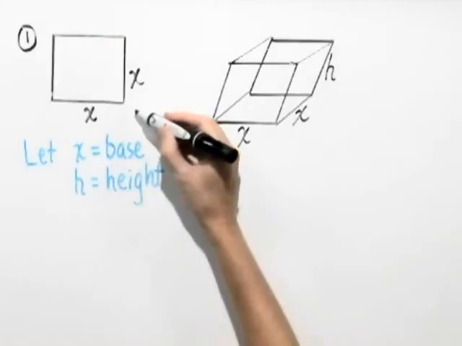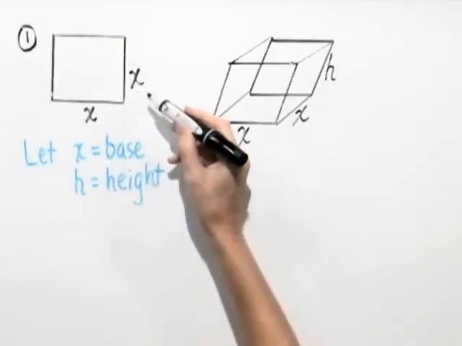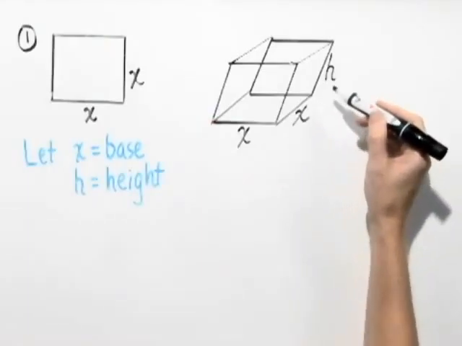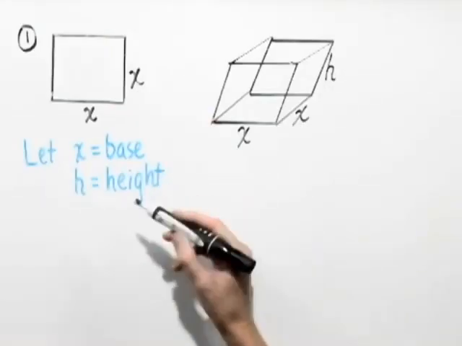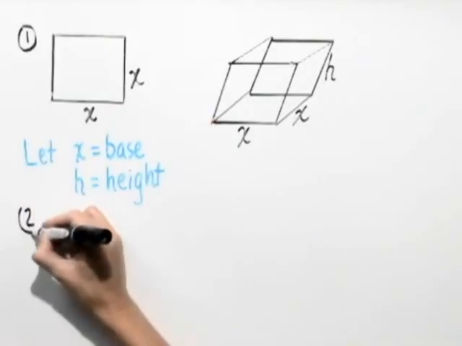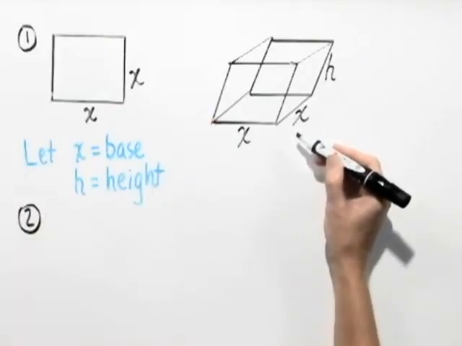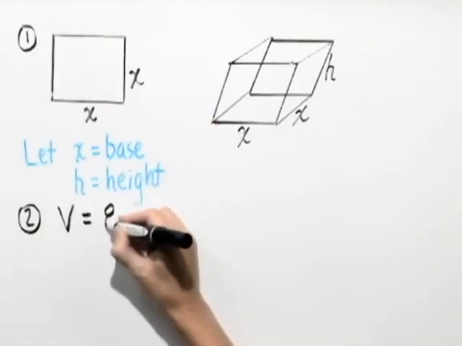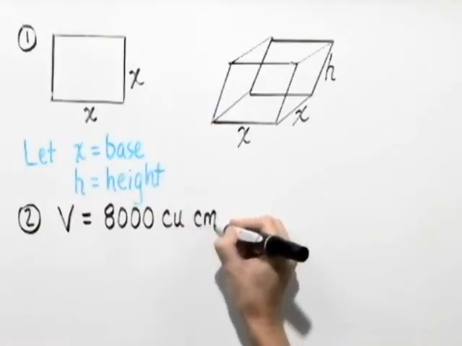Here's our square base, and each side of the square base has length x. And next to it, I've drawn the actual rectangular box with a height of h. So we'll call h our height. Now, in step 2, we're given some information about this rectangular box. We're given that the volume is 8,000 cubic centimeters. So I'll use V for volume is equal to 8,000 cubic centimeters.